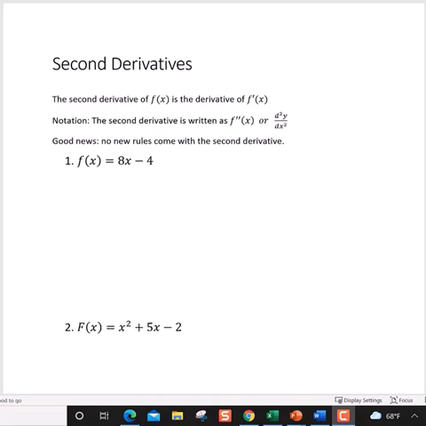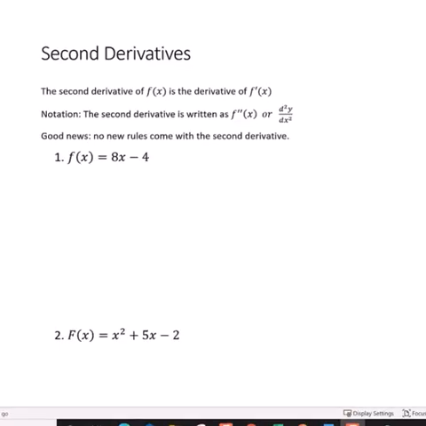Hi everyone, today we're going to talk about second derivatives. So first off, what is the second derivative? It's just the derivative of the derivative. So our notation is written as f double prime of x. Sometimes you might also see d2y over dx2 or d squared y over dx squared. I'm going to stick to the double prime.